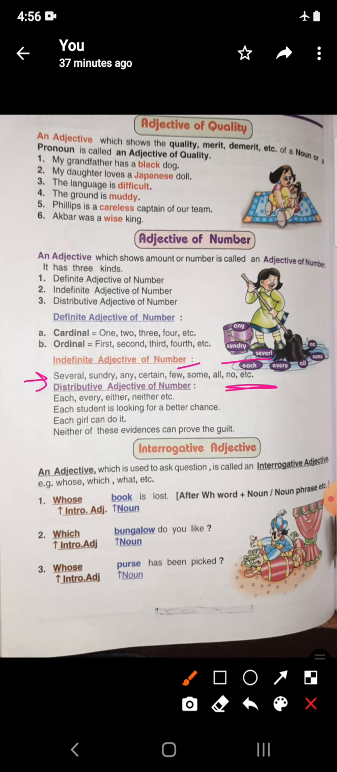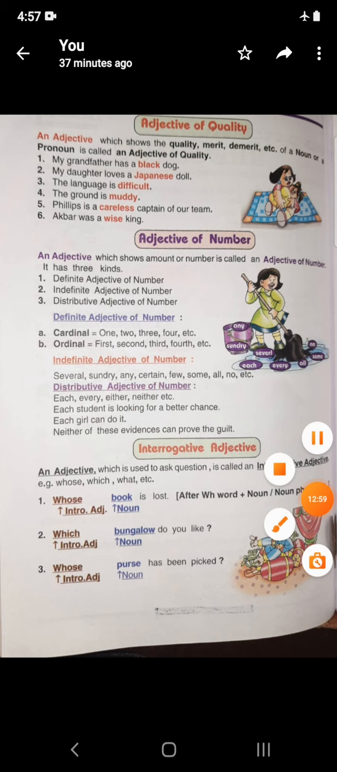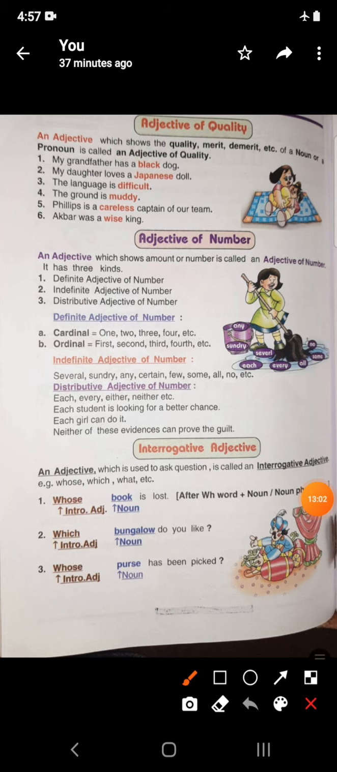Then the third and last kind of adjective of number is distributive adjective of number, which talks about a particular one. These words when used along with nouns become adjectives of number, or you can say distributive adjective of number. For example, each, every, either and neither. For example, each student is looking for a better chance. Each is followed by student, that is a noun. So the words each, either, neither, when used along with nouns, become adjectives of number, but distributive adjective of number.